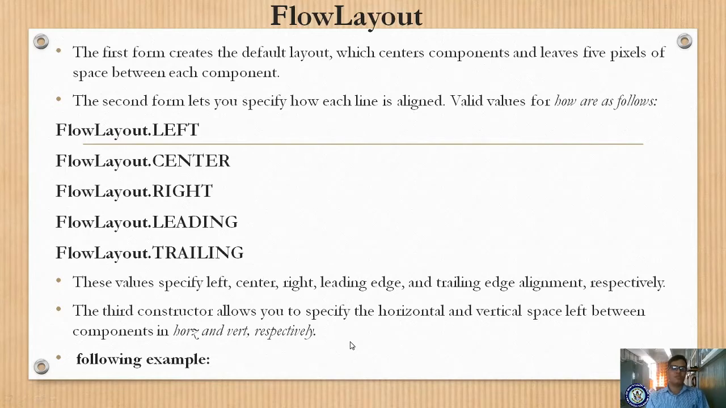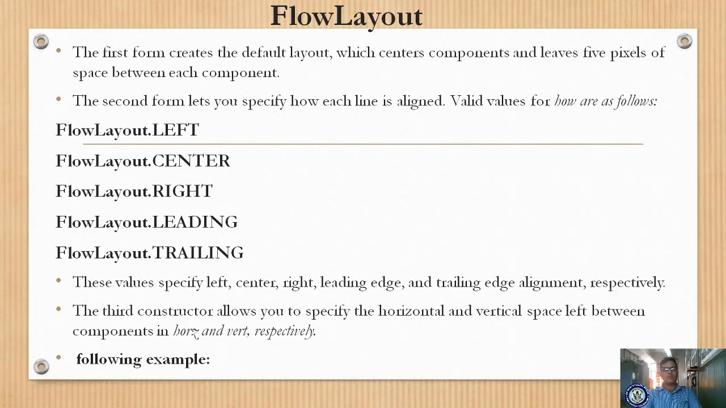Now we'll see the first form. It creates the default layout, which centers components and leaves 5 pixels of space between each component. So for every component to component, one control to another control, how much space is there? 5 pixels of space.